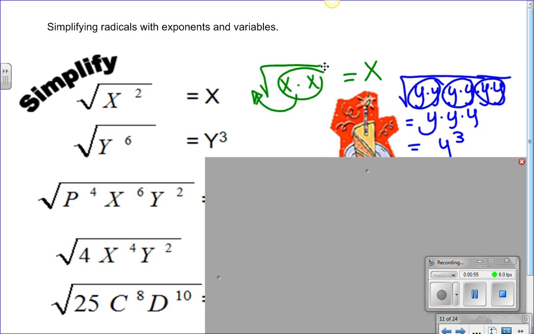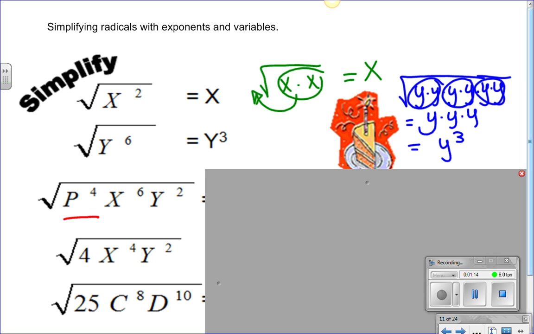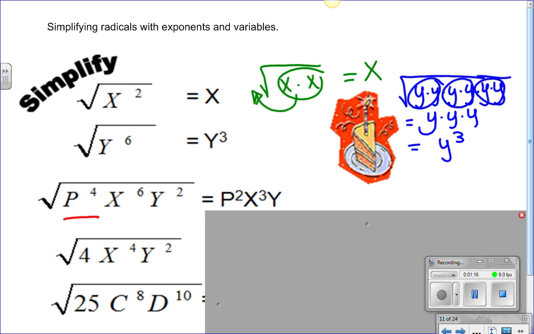Okay. So basically you should see the pattern that anytime we have a variable, or a number for that fact, to an even power, so like we have here p to the 4th, when we take it outside the radical, we're just going to divide that power by 2 essentially. So it's going to become p squared when it's outside the radical. X to the 6th is going to become x cubed when it's outside the radical, and y squared is going to become y.